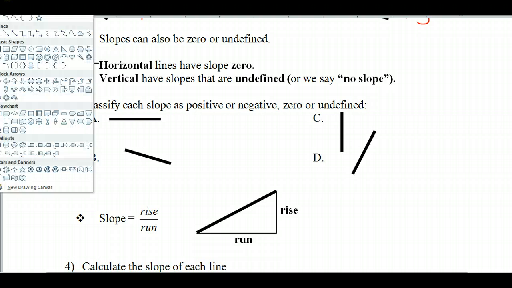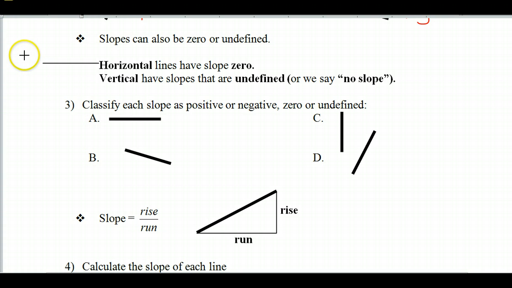Of course, a vertical line would look like this. The red line I just drew is a vertical line. It would have a slope that is undefined, or you could say no slope. Okay, so you just have to memorize that. So horizontal is going to have your slope of 0, and vertical lines are going to be undefined or no slope.